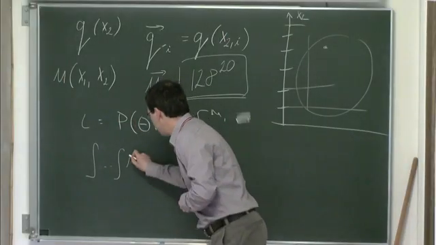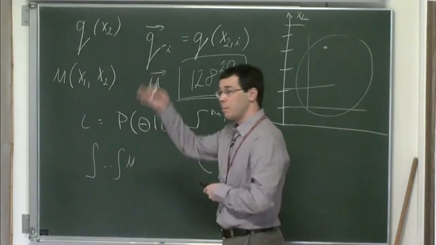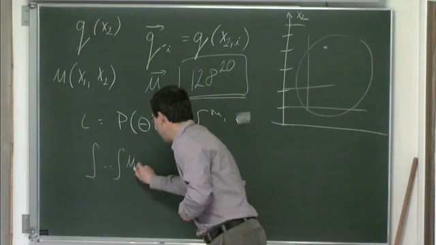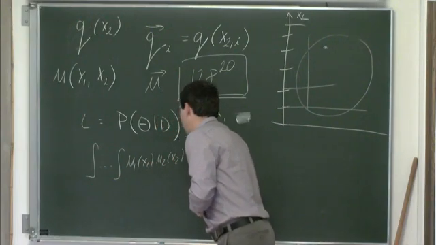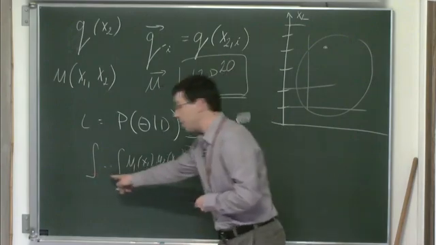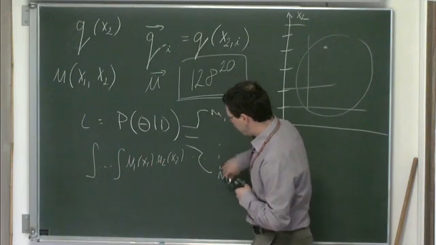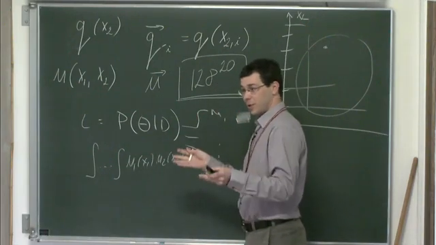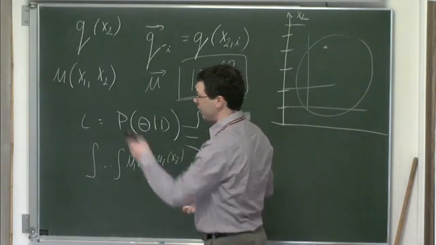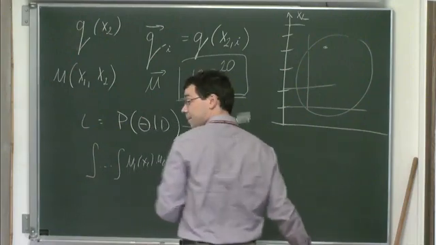Basically, my function is stored as a product of functions. Okay, so that's u1(x1), u2(x2), and so on. So if I do this multiple integral, it splits up to just a product of one-dimensional integrals, which is easy to do. Right? Therefore, I can integrate this very efficiently.